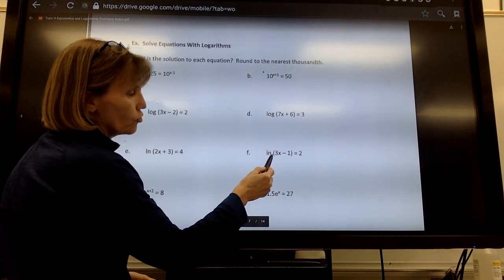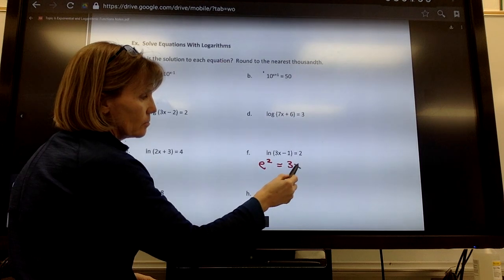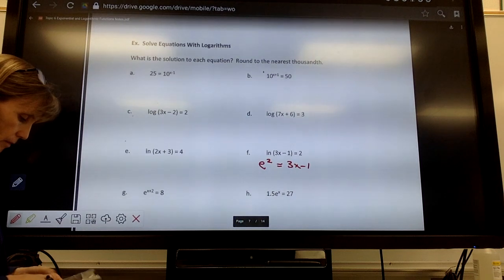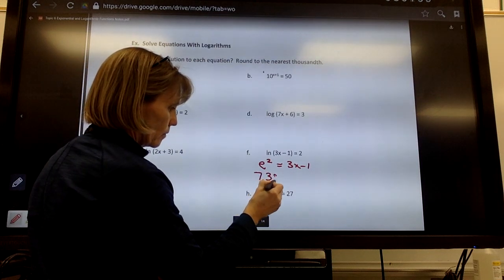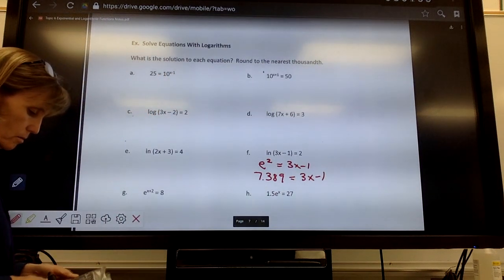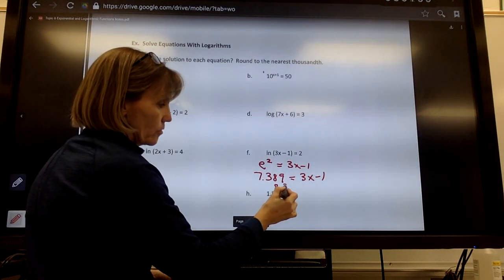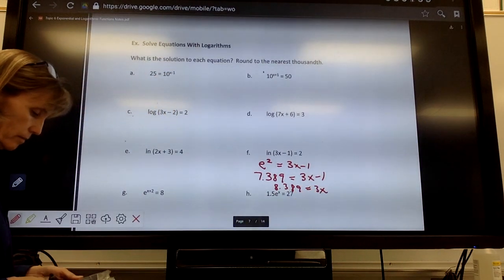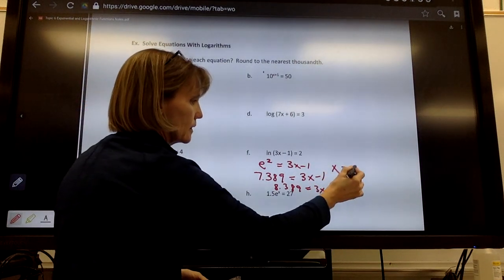Okay, again, this one, natural log is involved, so we know that's a base of e. e to the second power equals 3x minus 1. e to the second power would be 7.389 is equal to 3x minus 1. What's your next step? We're going to add 1. We get 8.389 is 3x, and then divide by 3. x is equal to 2.796.